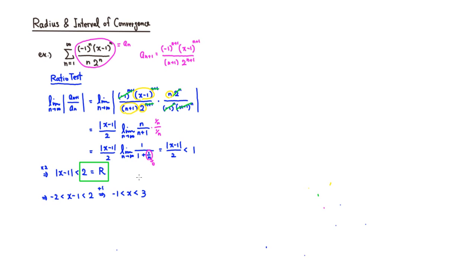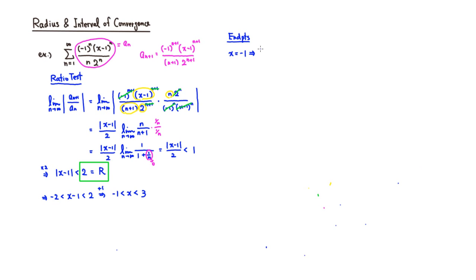And the last thing we need to do is check both endpoints. So when x is exactly equal to negative 1 and x is exactly equal to 3. So let's check endpoints. Let's do x equals negative 1. So what happens to the series if x is equal to negative 1? What we have to do is plug negative 1 in here.